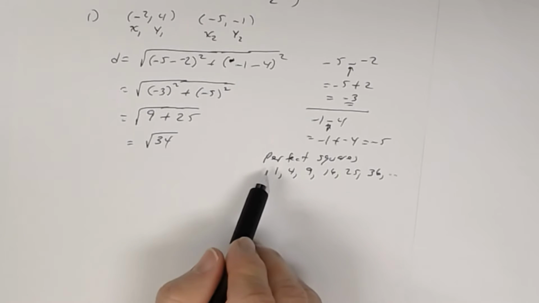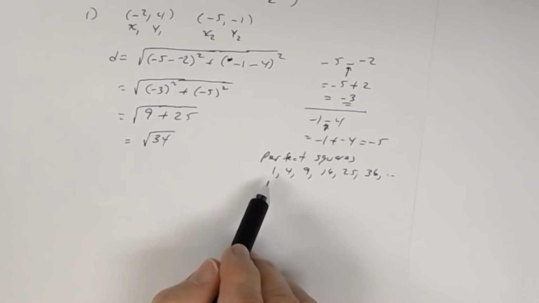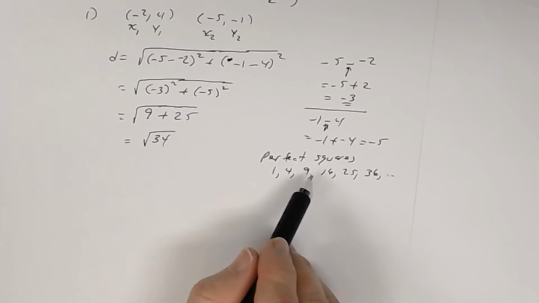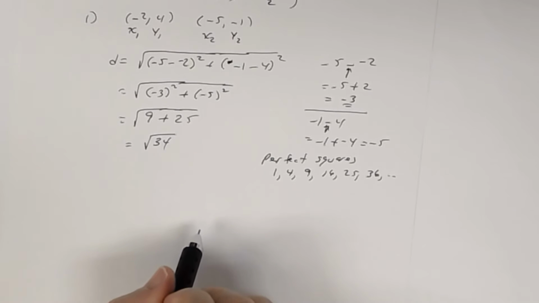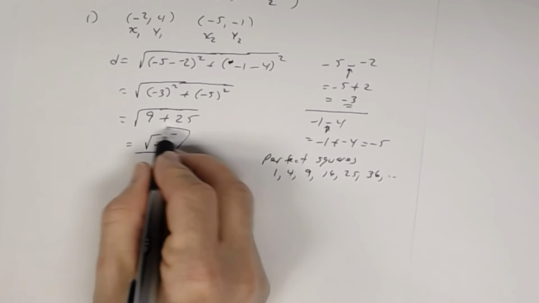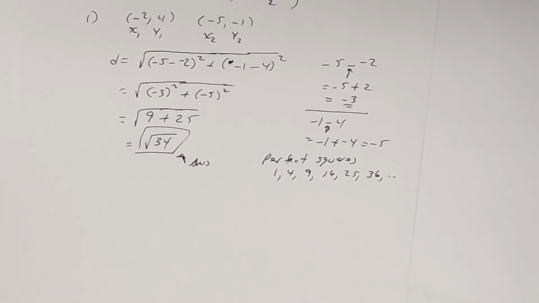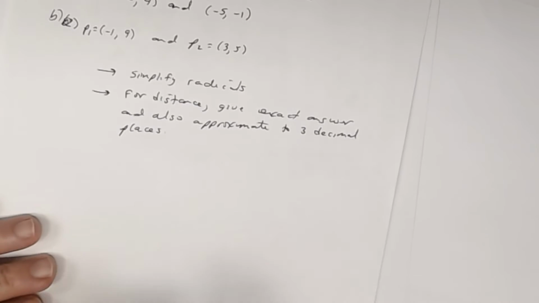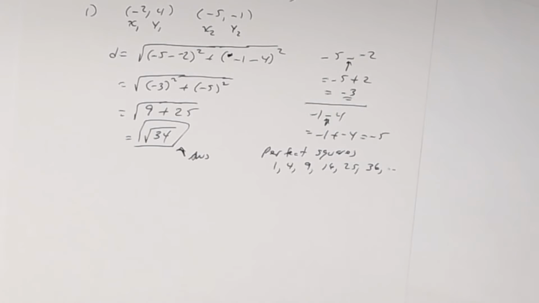So besides the number 1, because 1 goes into every whole number, is there any other perfect square that goes into 34 evenly? And the answer is no. So then that means that this cannot be simplified, so there's your answer. But the other thing you wanted to do, though, is that these directions say also approximate to 3 decimal places. So make sure you know how to use your calculator.